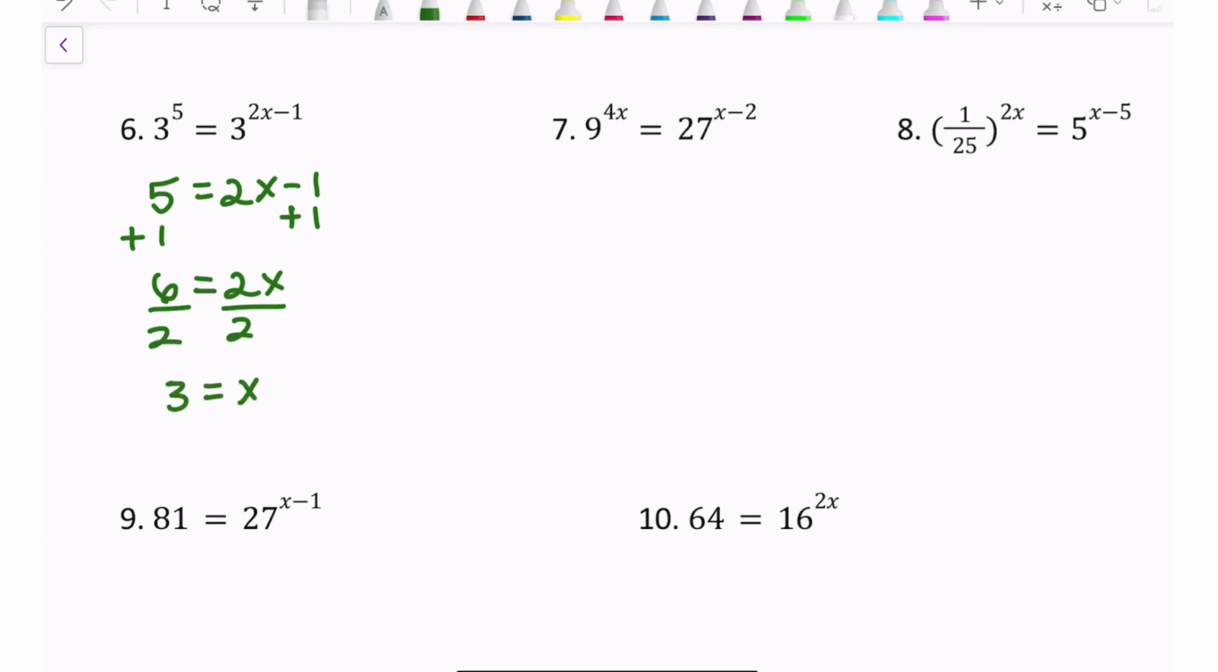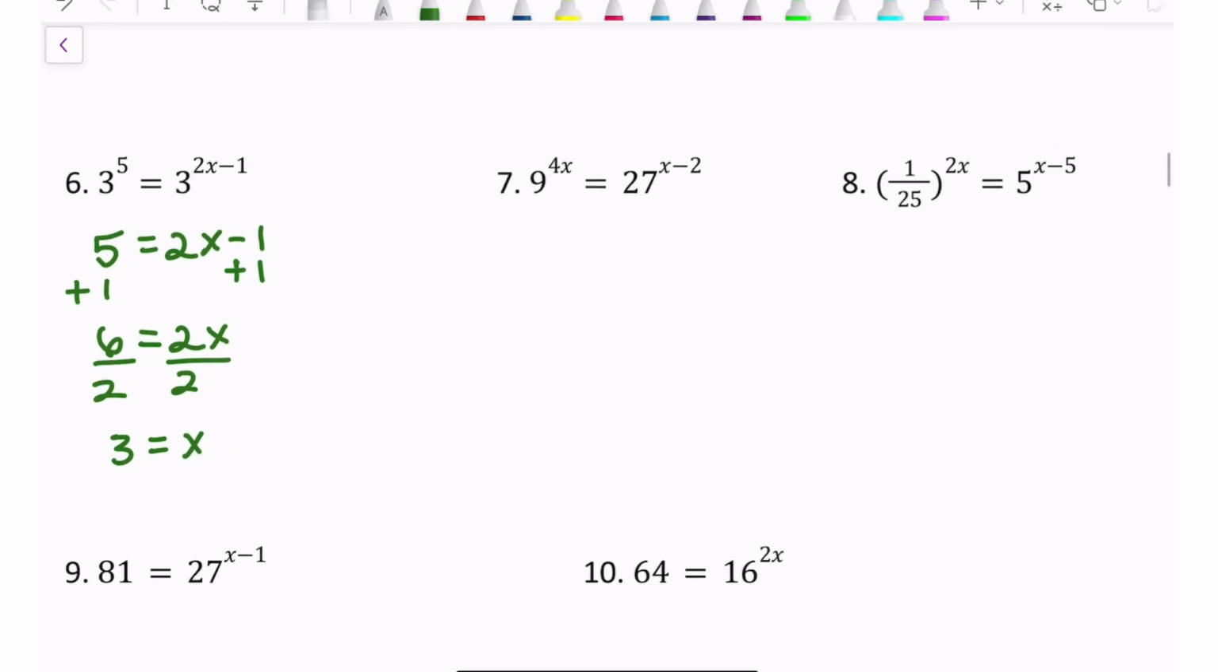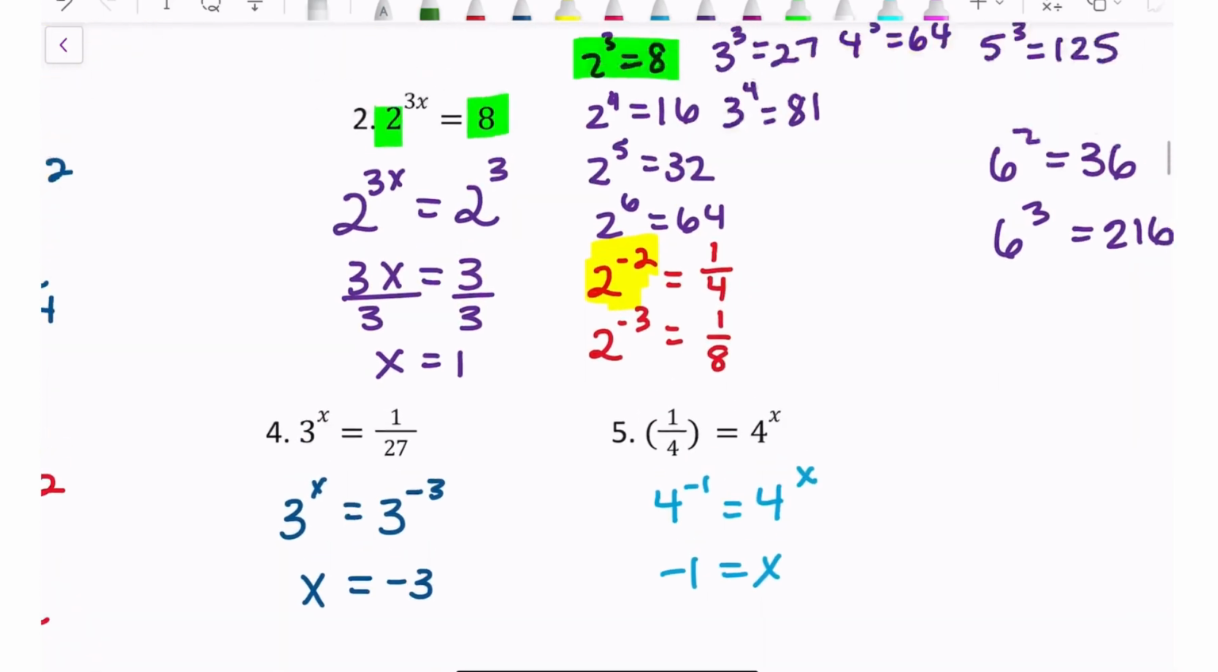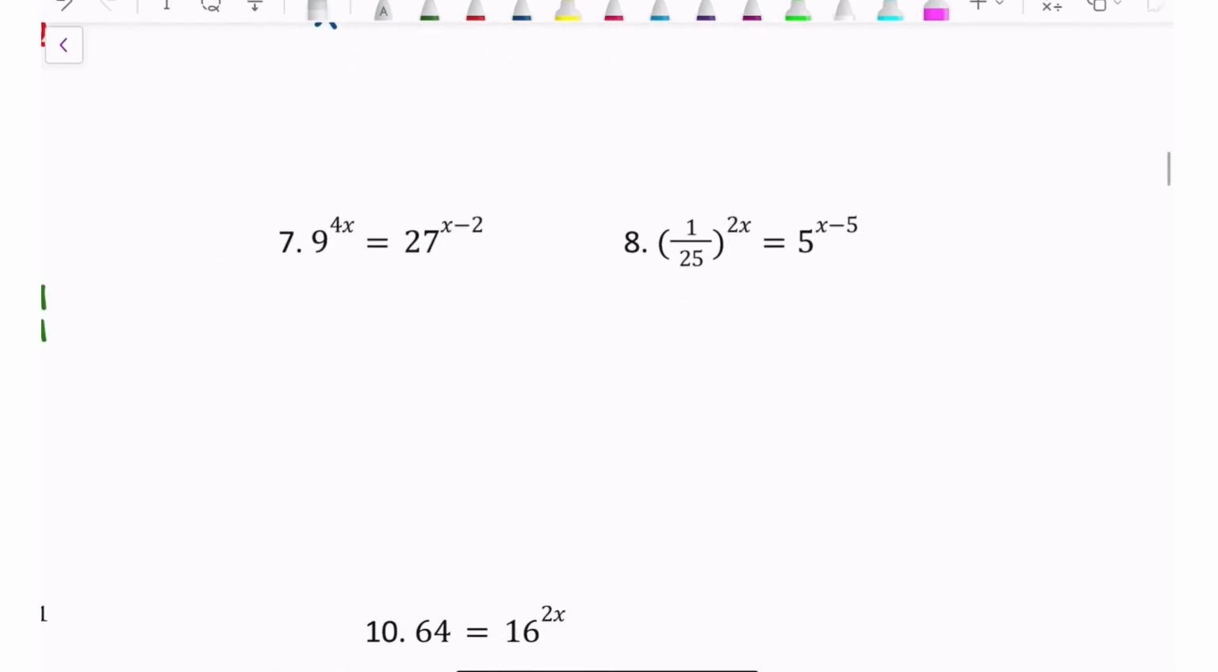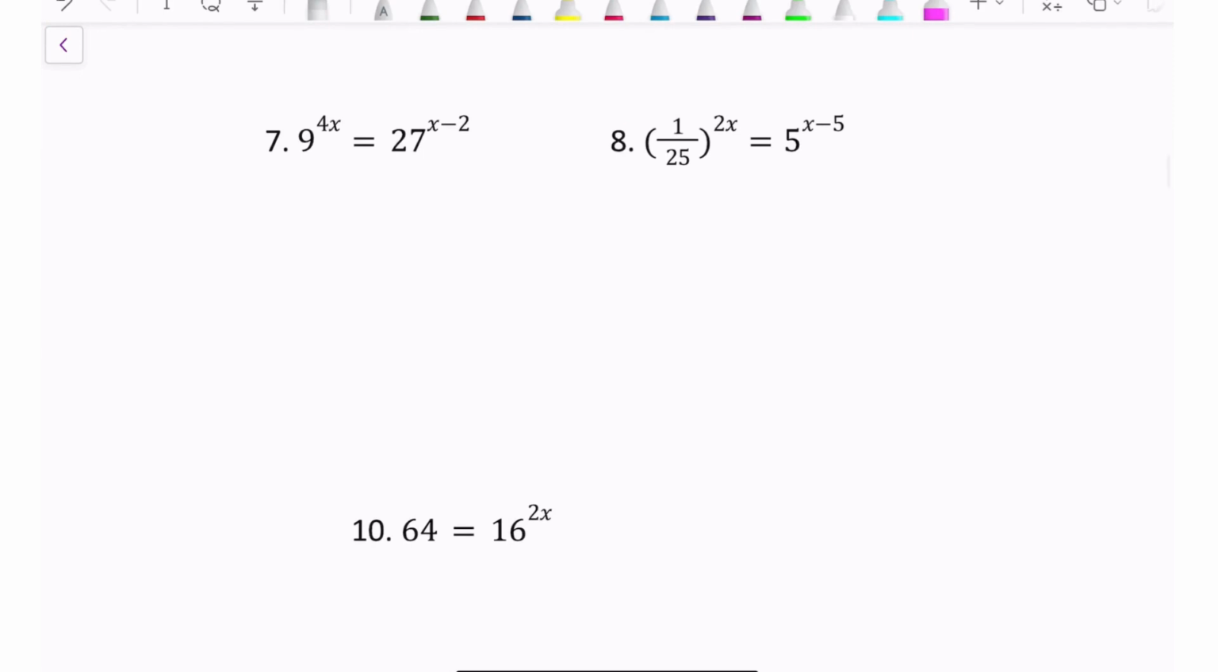All right, number 7 is actually taking it up a notch. I've got a 9 and a 27. So I'm going to go to my list, because I just like to check out my list here. I see a 9 right here, and I see a 27 right there. And that's the only place I see them. So I know 3 squared is 9 and 3 cubed is 27. And again, this is something you could guess and check in your calculator.